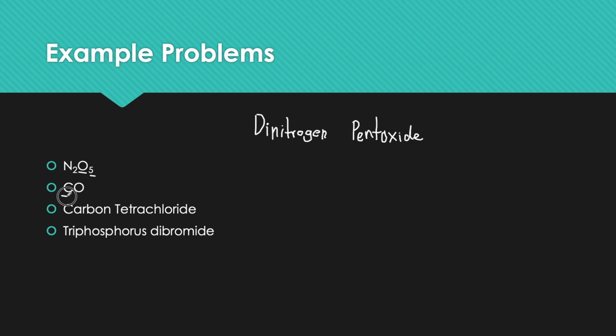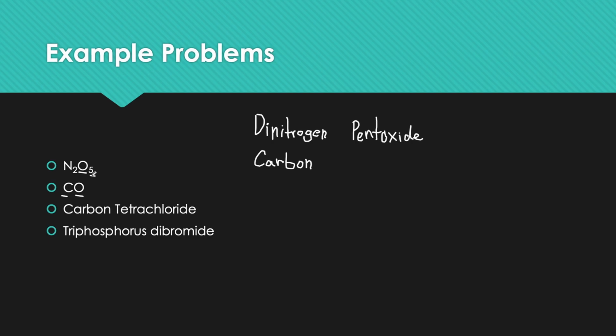Our next example is CO. Well, there's no little number, no subscript after C, so we know there's only one of them, but the prefix mono is only used on the second element, so we can just write the element C's name, which is carbon. Again, if you didn't know what element it is, check your periodic table. So we have carbon. Then we have the element O, oxygen.